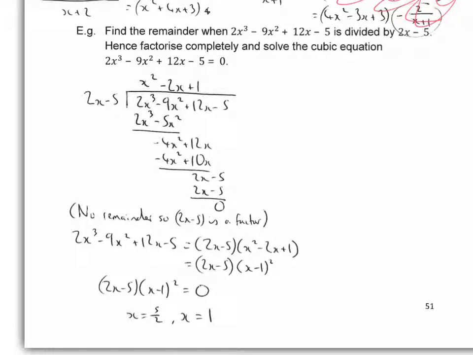I've lost all confidence in myself now. 12x take away 10x is 2x. Bring down the minus 5. I'm leaving out that arrow. That's not really something that most people actually do. I only did it for the sake of making the working clearer.